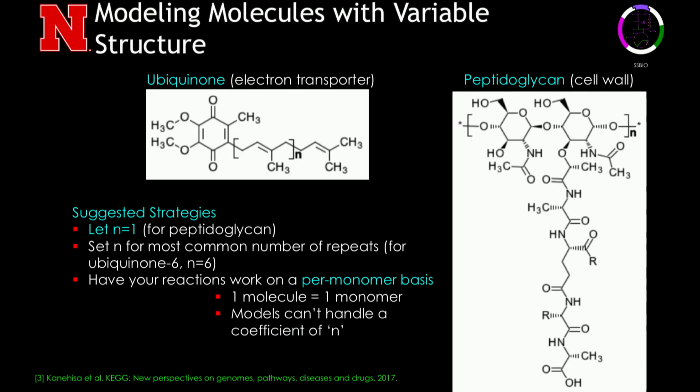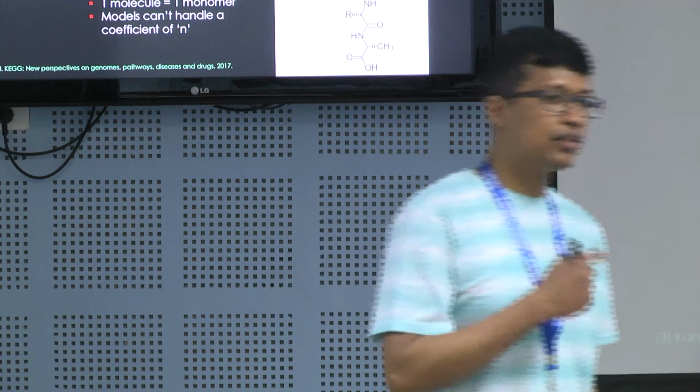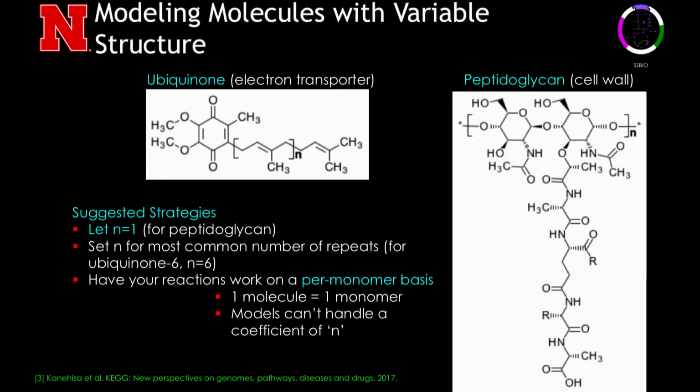Because in the modeling framework, if you just define N, you will not get any flux, because in our modeling framework we have to define the stoichiometry. N is just generic. You need to tell me what's the value of N. So, how to deal with that? I think the answer is on the screen, but still if you could think about it. How can we deal with the polymers in a metabolic network?